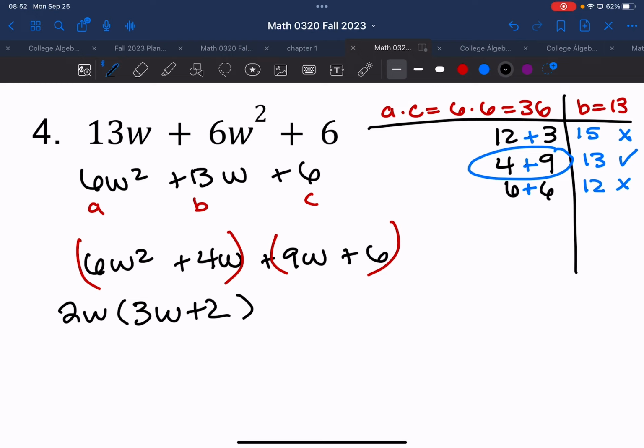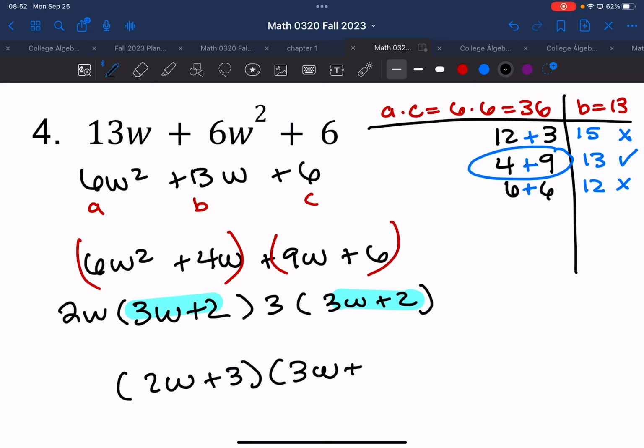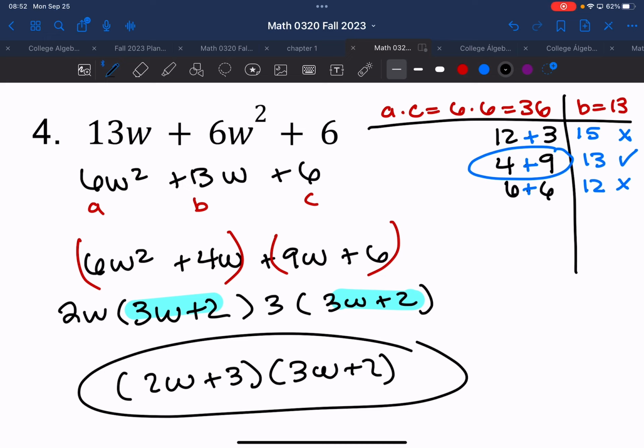Okay, what about from my next parenthesis? A 3. So if I take out a 3, I'm left with 3w plus 2. Do they match? Okay, so that means my answer is 2w plus 3 and 3w plus 2. It's my factor for my problem. Okay, any questions so far? Okay.